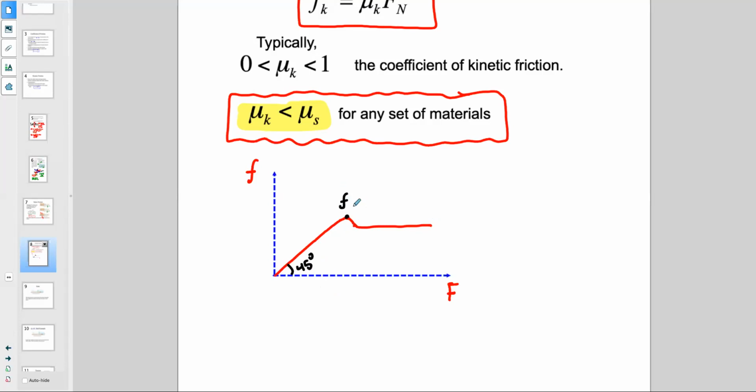So F s max is mu s times N. And this is just F s, which is equal to the F that I am applying. At this point, I have F k, because the object is moving. No matter how much extra force I exert on the moving object, F k does not depend on the acceleration or velocity, and it's always mu k times the normal force.